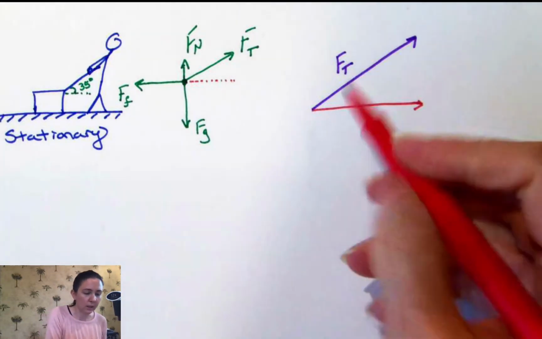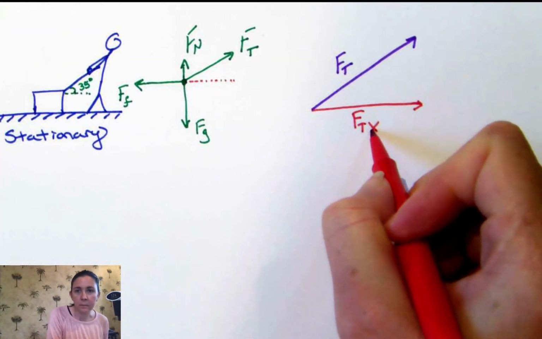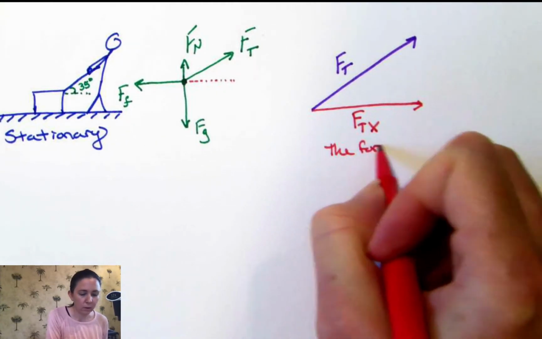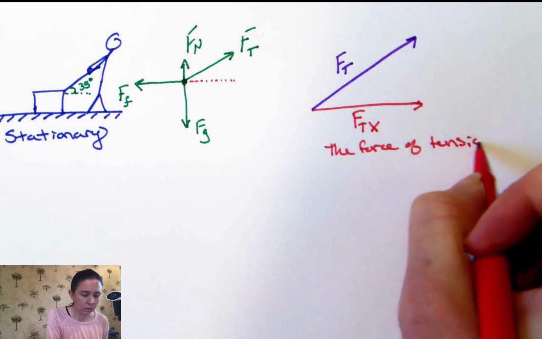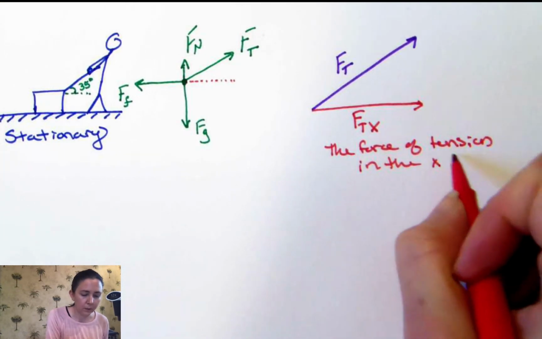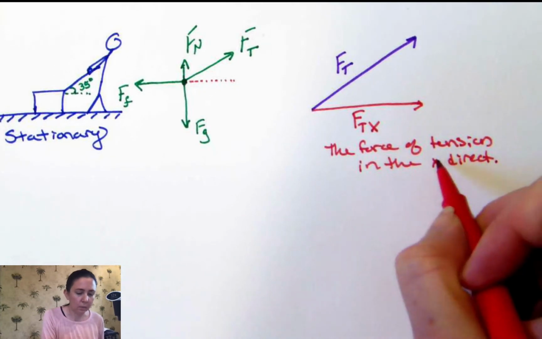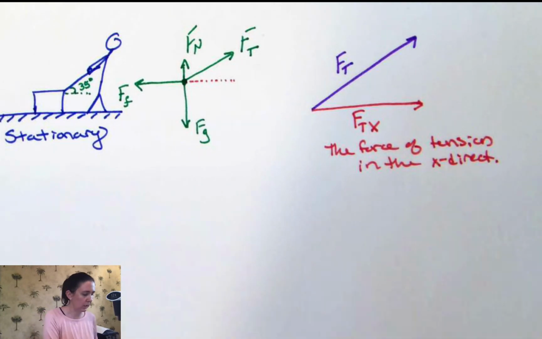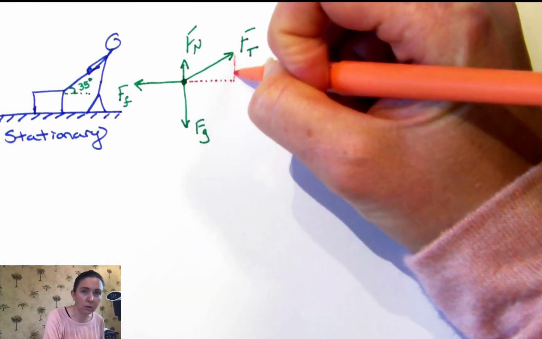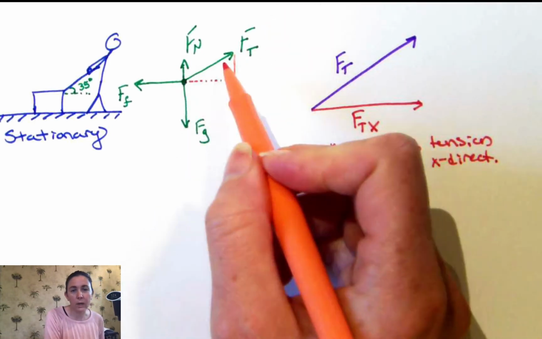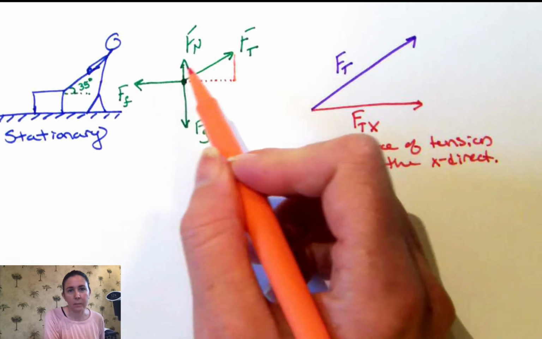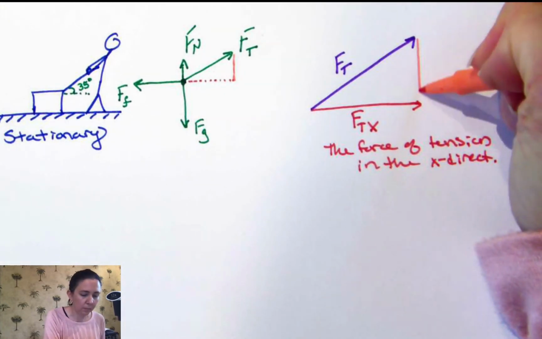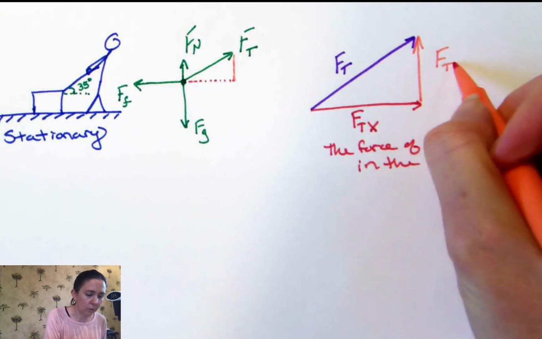We would call that FTX, or the force of tension in the x direction. It's a long name, but we can just shorten it up here. Then we can look at this and we can say, okay, well, I want to find the force of tension that's in the y direction. So it's going to be the shadow here. That would be the y component of this force of tension. If I draw it big here, this will be FTY.